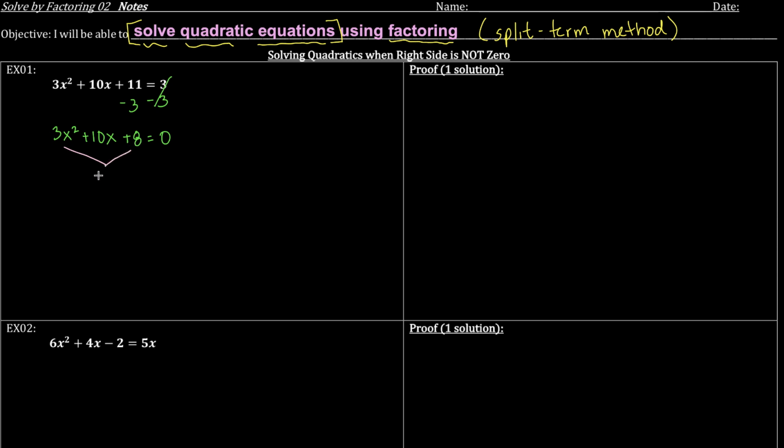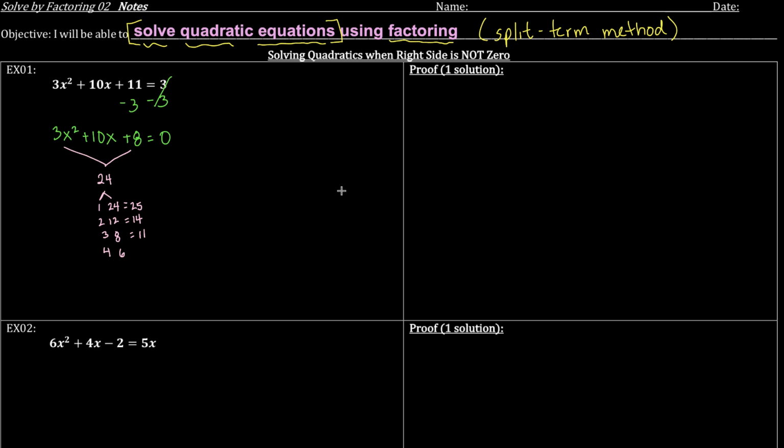So 3 times 8 is 24. Remember, we want factors of 24 that combine to 10. So I can't use 1 and 24, because that gives me 25, right? And I can't use 2 and 12, because that gives me 14. What about 3 and 8? No, because that gives me 11. 4 and 6. Oh, 4 and 6 works, right?